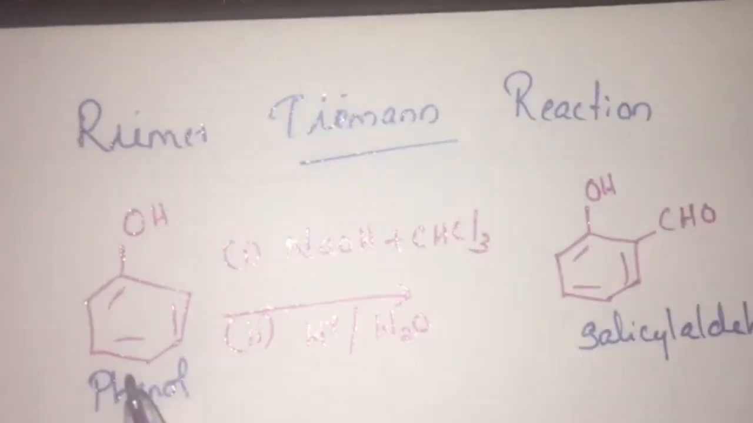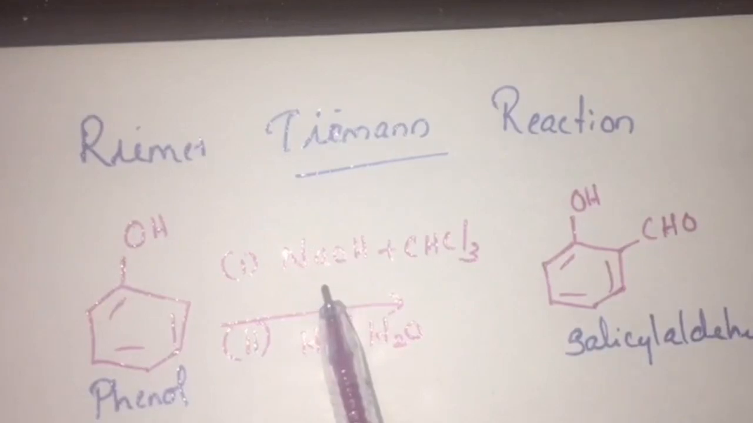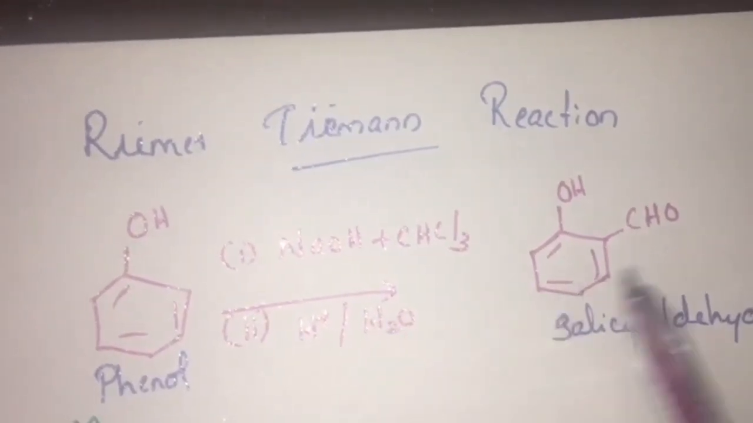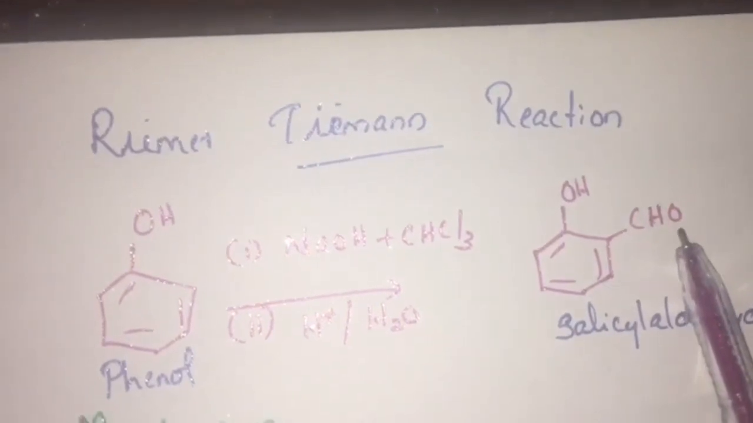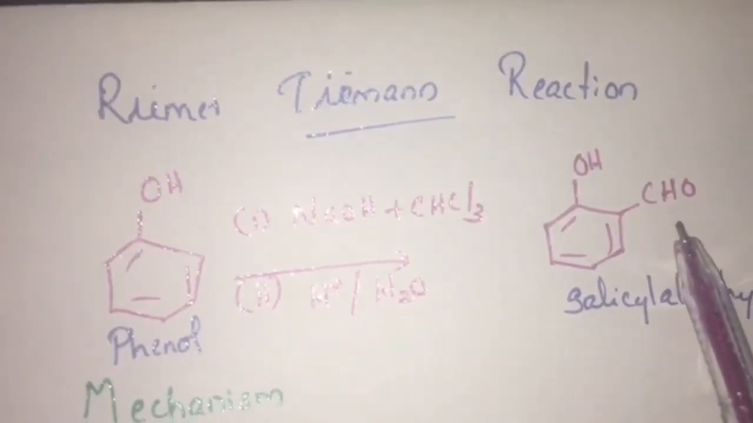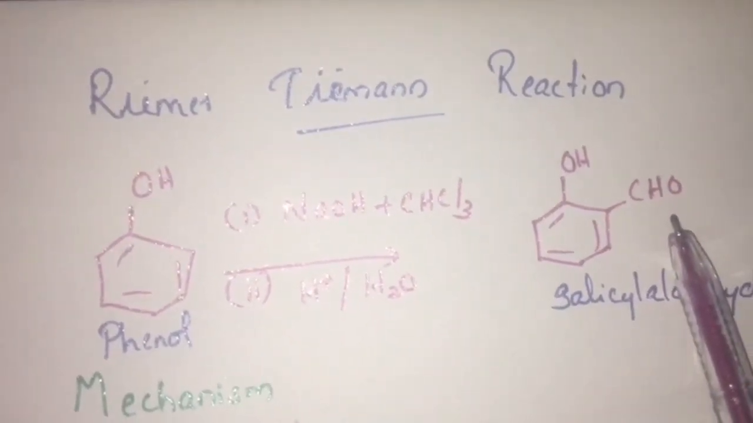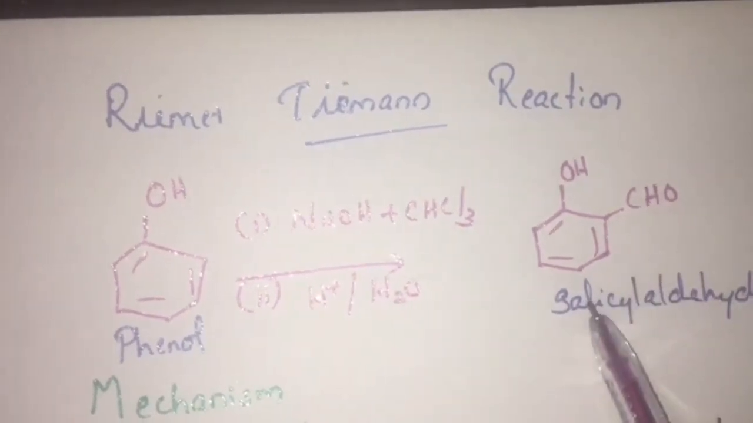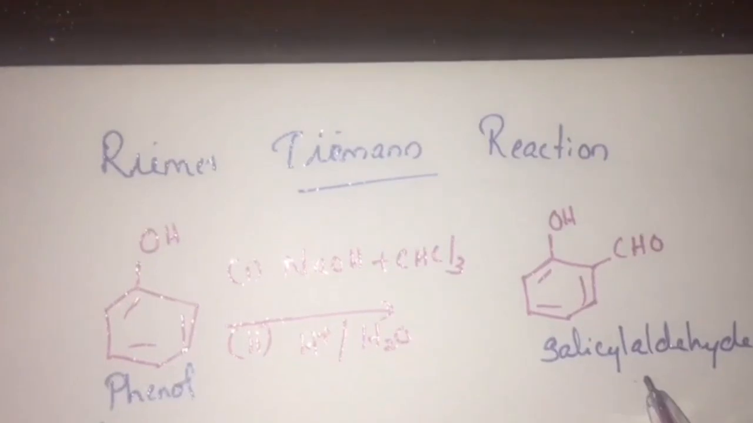You see here, phenol on reaction with chloroform and alkali followed by acidification, an aldehyde group is introduced to the ortho or para position. At the para position the product will be minor, and at the ortho position the product will be the major product. This product is also known as salicylaldehyde.